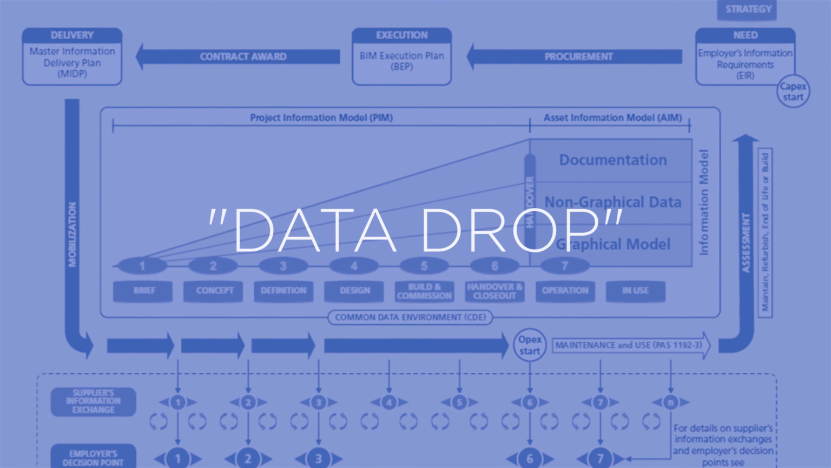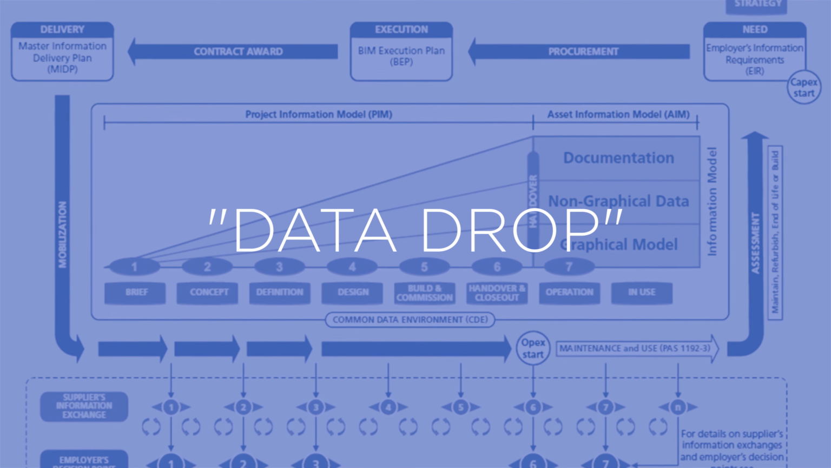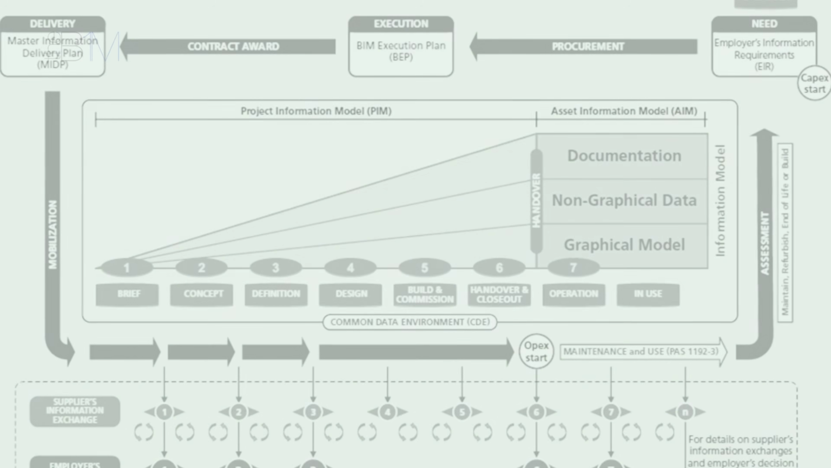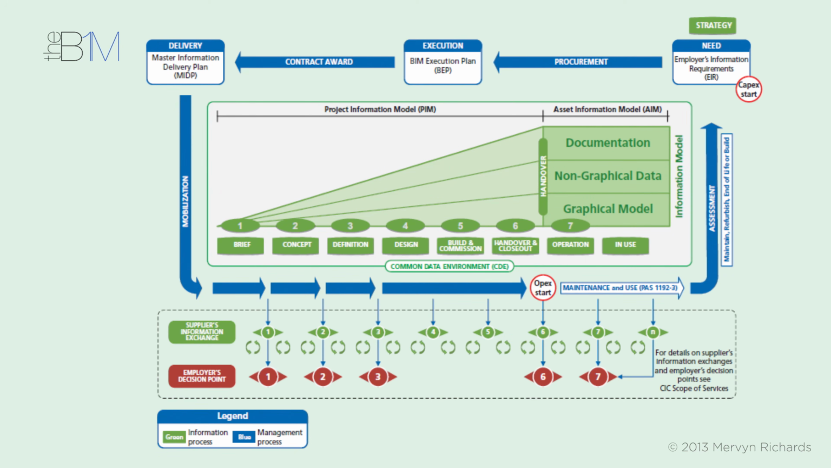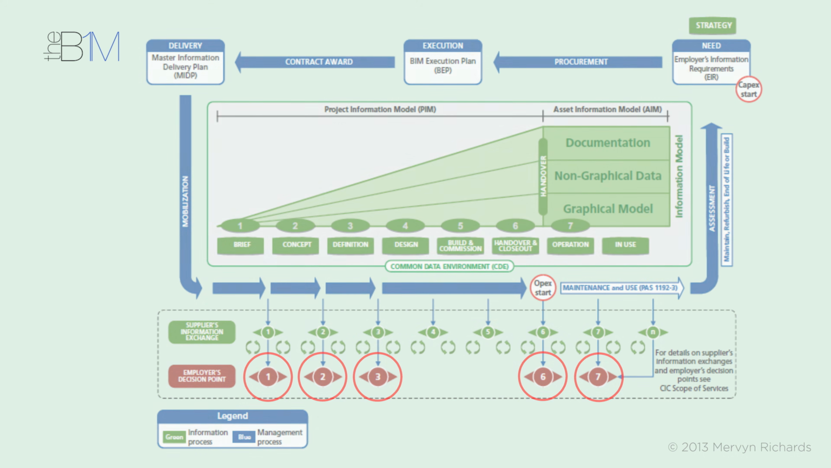We saved perhaps the techiest term to last, data drop. All this means is the process of presenting fixed information at a given point or milestone in a project, for example when submitting planning permission or a handover. The British Standard Guidance Document PAS 1192 Part 2 highlights a number of points in the project process where sets of information can be extracted from the information model. These are what we call data drops.